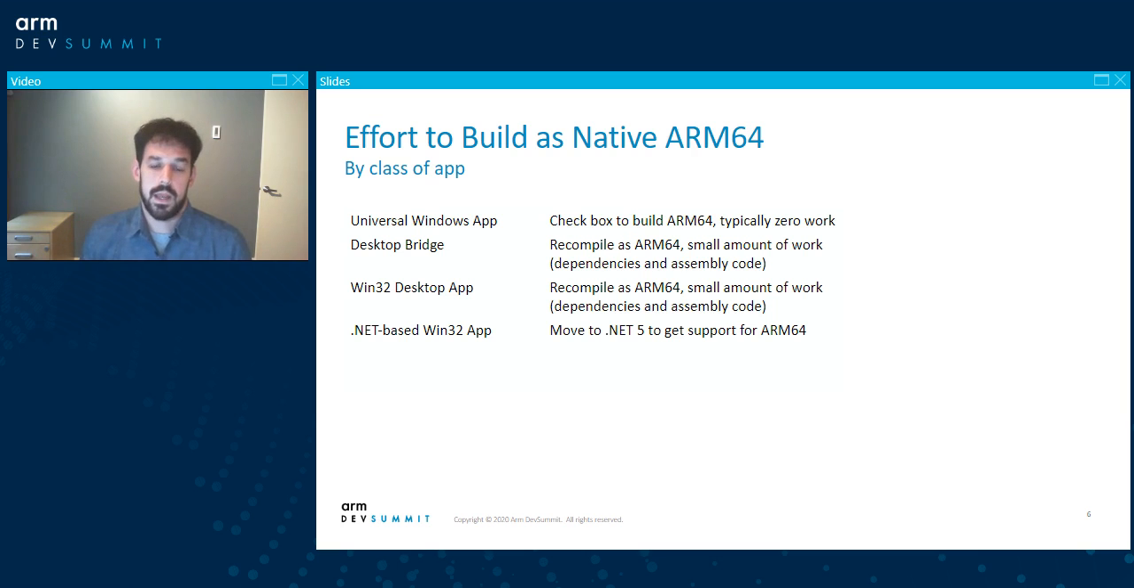And then if you have a .NET-based Win32 app, today that runs as x86 .NET on ARM64. And that may be fine for what you're doing. But if you want to build as ARM64 to get the best performance out of that .NET app, you'll need to move to .NET 5 when it's released later this year in order to get full support for ARM64.